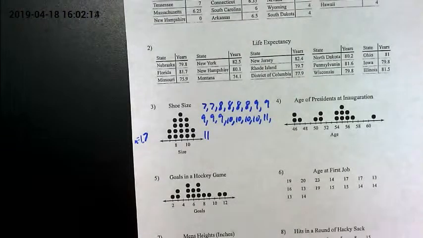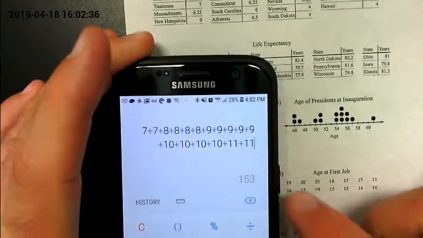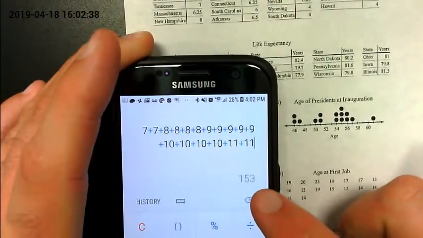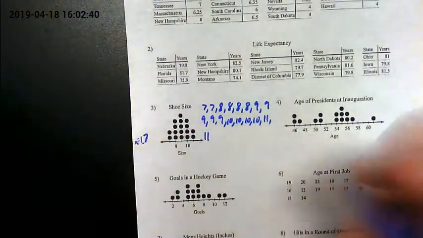So we have 7 plus 7 plus 8 plus 8 plus 8 plus 8 plus 9 plus 9 plus 9 plus 9 plus 9 plus 10 plus 10 plus 10 plus 10 plus 11 plus 11. So adding all those up, I get 153 for my sum.